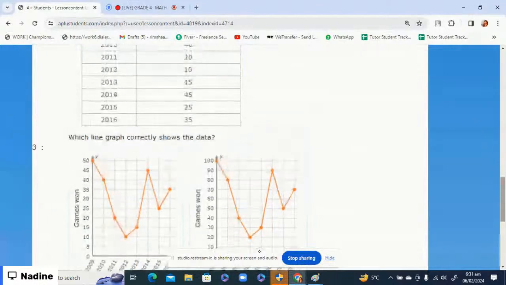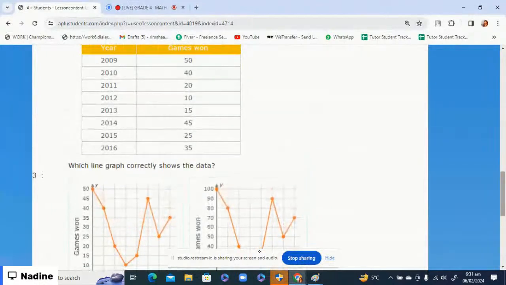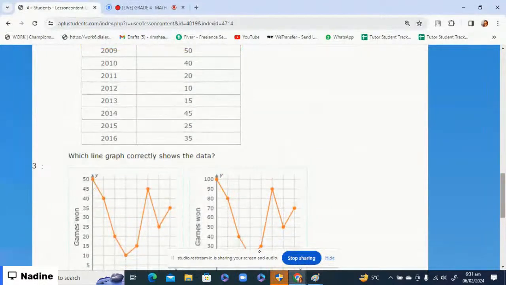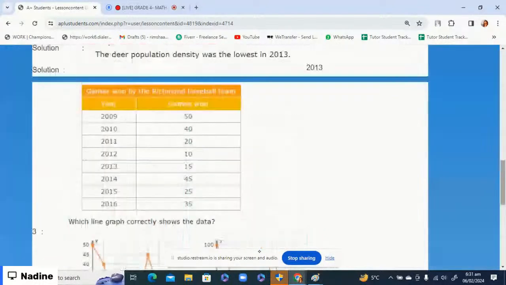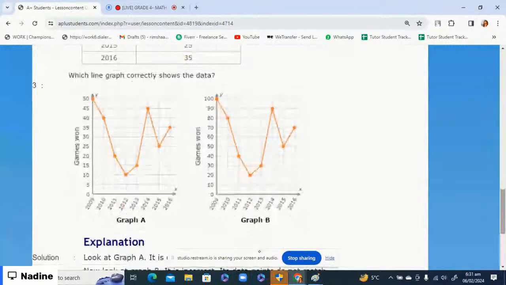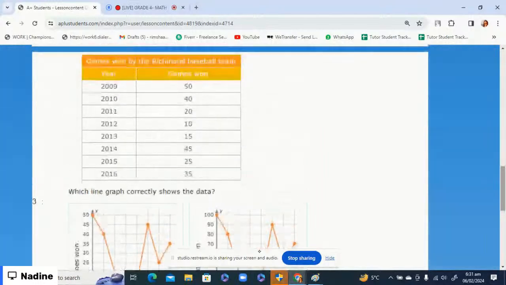Yes. Now here we match a graph for that. So check. 2009 it's 50. 2010 it's 40. Let's check 2009, it's 50 here. But here 2009 it's 100. So it means that graph A is correct. From the very first point we need to know it. Graph B is wrong and graph A is right.